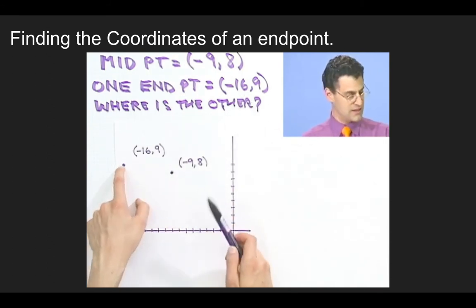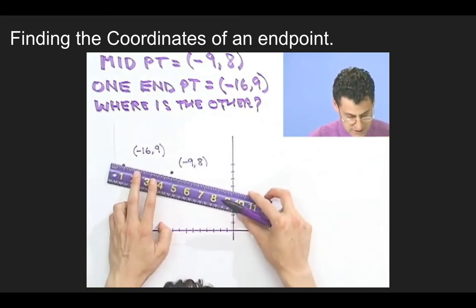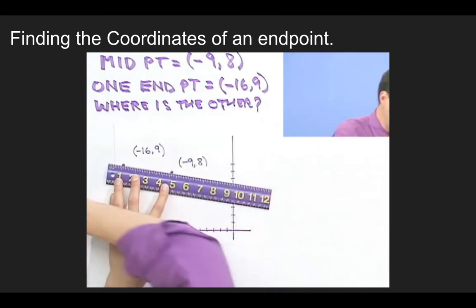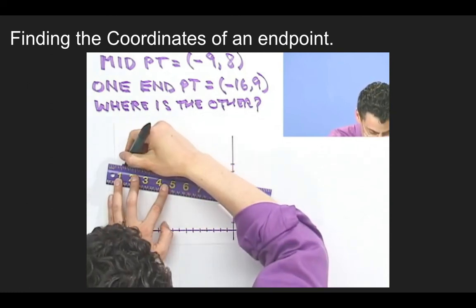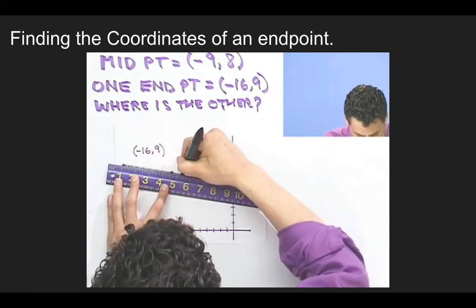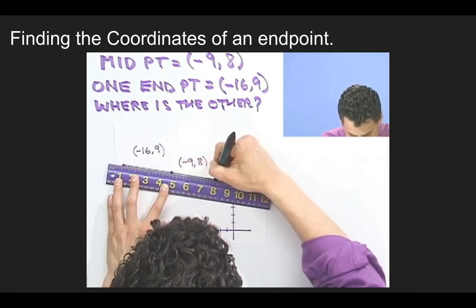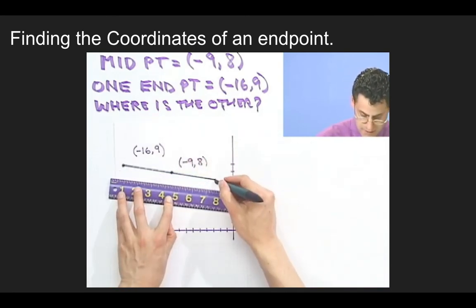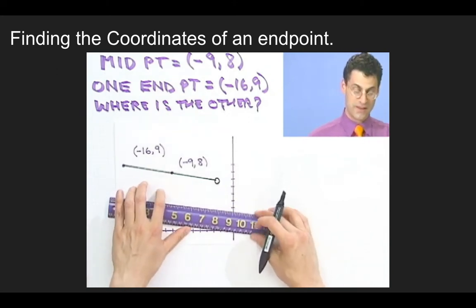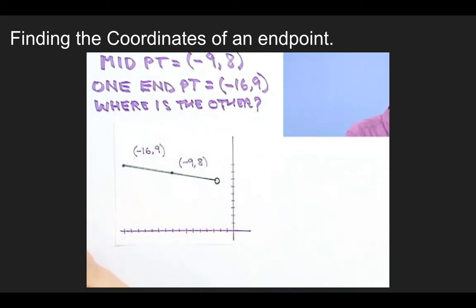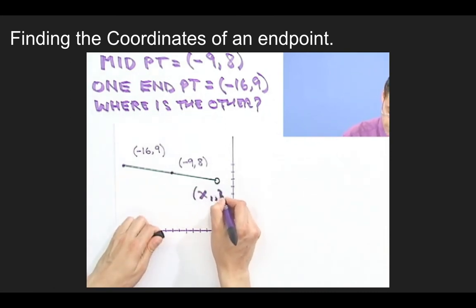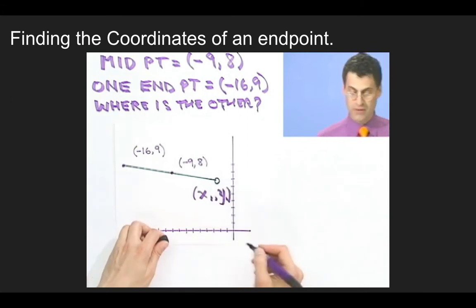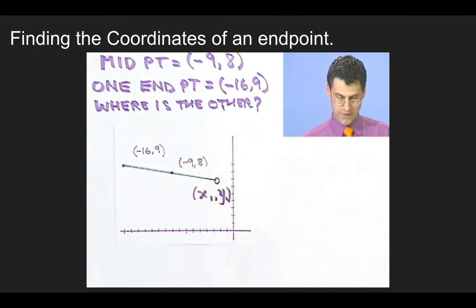Well, you can imagine connecting these 2 points together with a line, and then continuing that line past the midpoint, the same distance. It would give us a rough sense, like maybe right around there. Someplace around here is going to be the other point. That's what we're trying to locate. Let me call that point x1, y1, and then we'll see what our answer is and see if it makes sense that it's located around there.